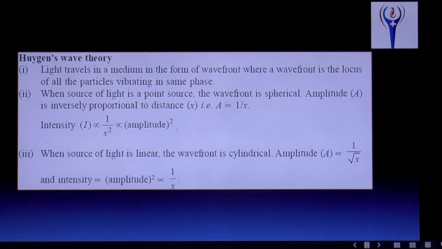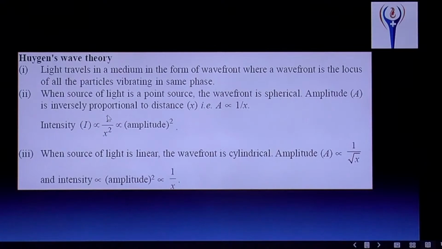Okay. Next theory, wave theory, proposed by Huygens. Light travels in a medium in form of wave front. What is wave front? Wave front is the locus of all the particles vibrating in same phase. And when source of light is a point source, the wave front is spherical. Locus means moving circle, moving wave, that is called locus.